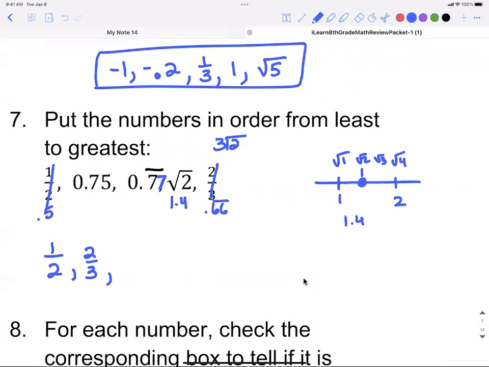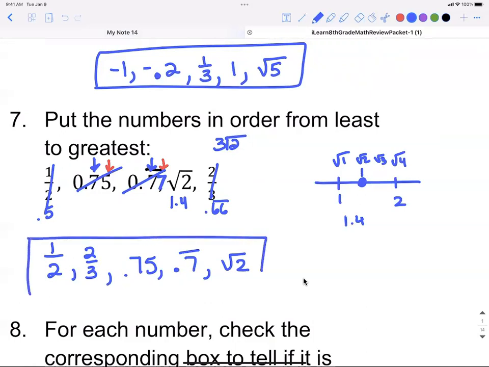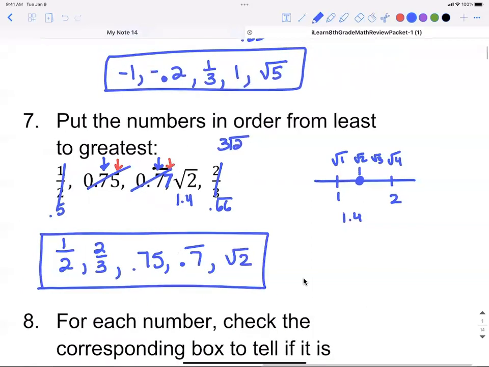Well, I gave myself an extra 7 here because if I have a tie in the tenths spot, I've got to go to the 100s spot to break the tie. And so the smallest number here is 0.75, and then 0.7 repeating. So there's that one and that one. And then last is the square root of 2. And notice how my 1.4 was a good enough estimate because there wasn't anything even close to that. So it made it very easy to see that that was my largest number in the list.